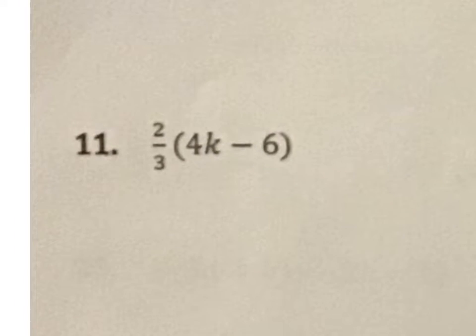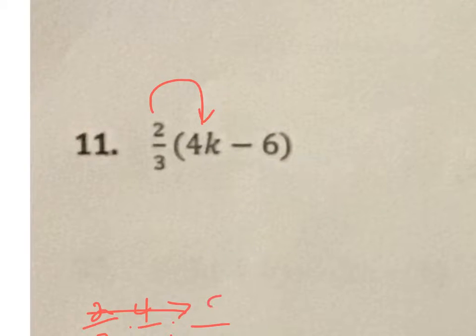Ooh, 2/3. Here we go. 2/3 times 4. 2/3 times 4 over 1. 8 over 3. I'm going to leave it like that. Algebra people like to have them in mixed number form. So 8 over 3k.